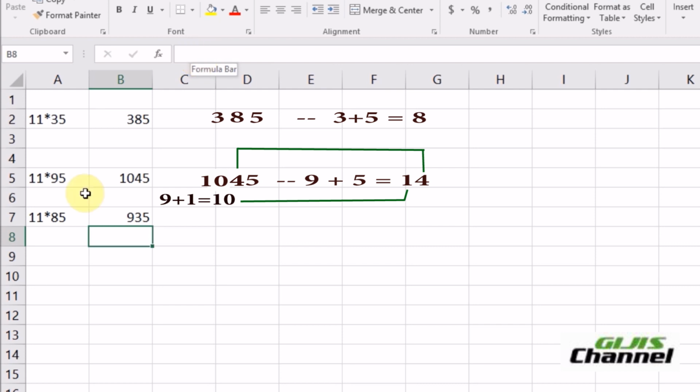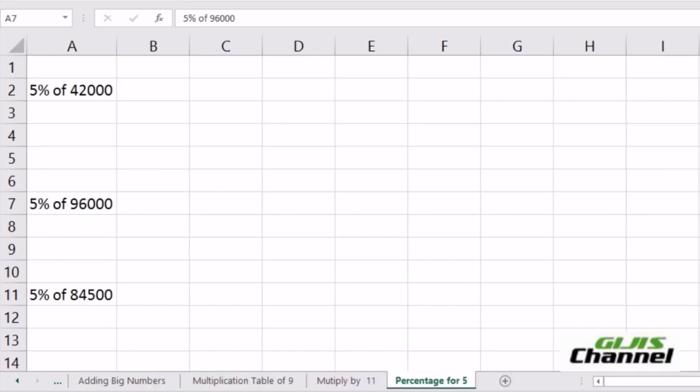That's the answer. One more example I can show here: 11 times 75. You write down 75, leave a space in between. When you add the numbers, 7 plus 5 is 12. We cannot write 12 there. So I am going to write 2 there, and the other one I am going to add 1 to 7. So it's 8. 825.